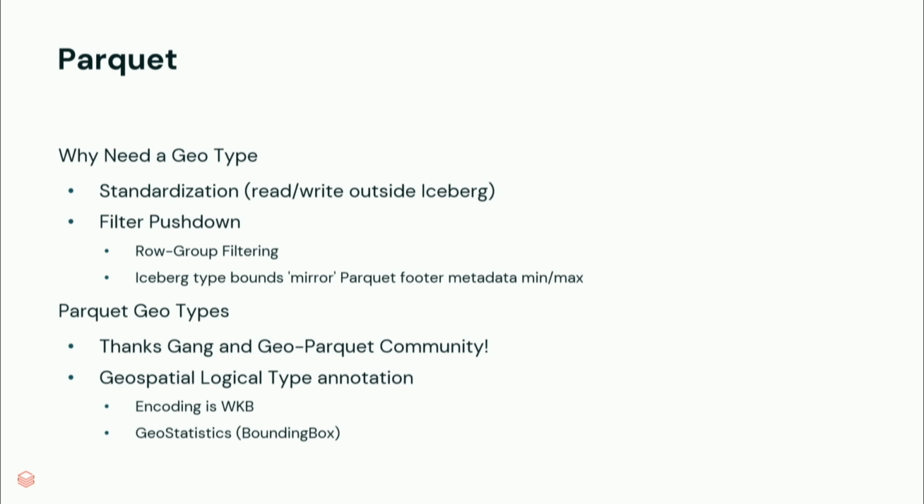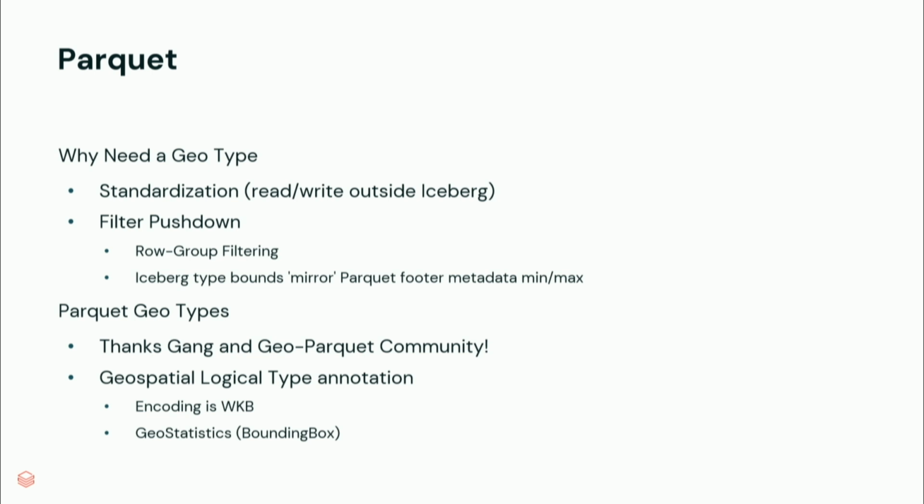And I'll have to explain why. So Parquet is another specification, and Iceberg is built on top of Parquet. And the same problem happens if you don't have the geotype in Parquet. Iceberg can write the geodata as WKB binary to Parquet, but another person reading that Parquet file won't know what that is. It's not standard. So that's why you need a geotype in Parquet.